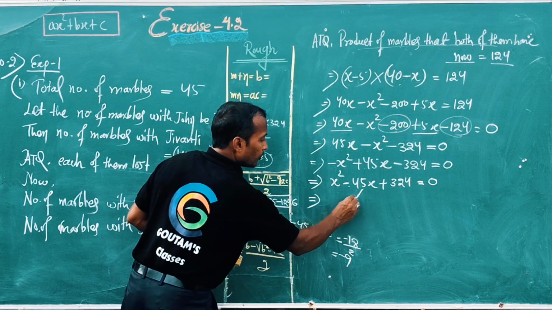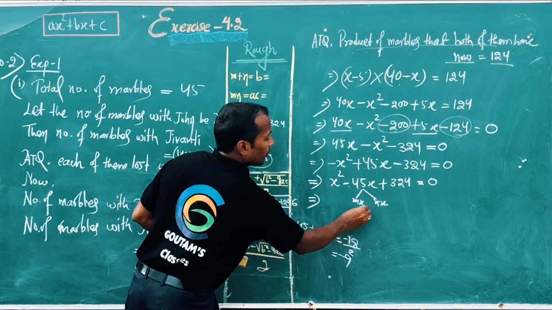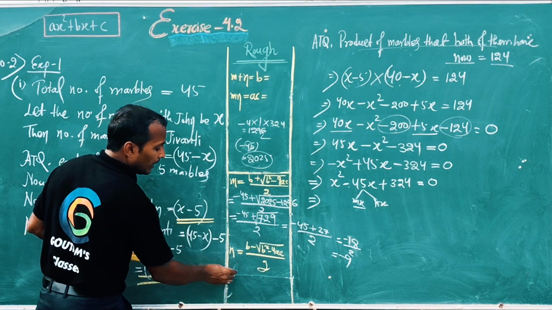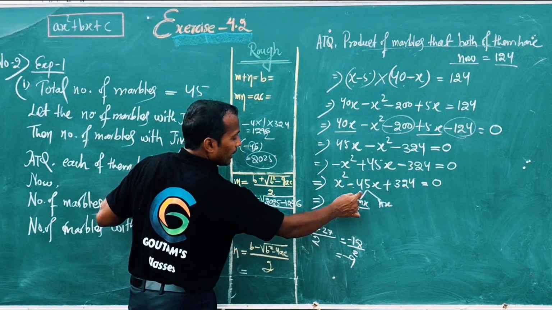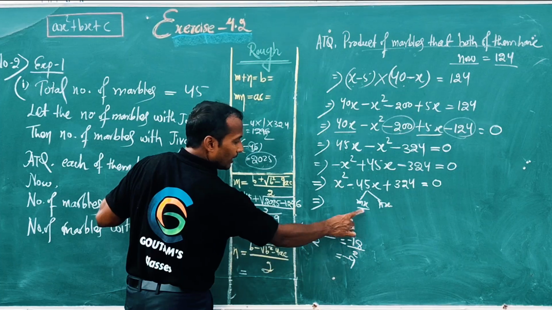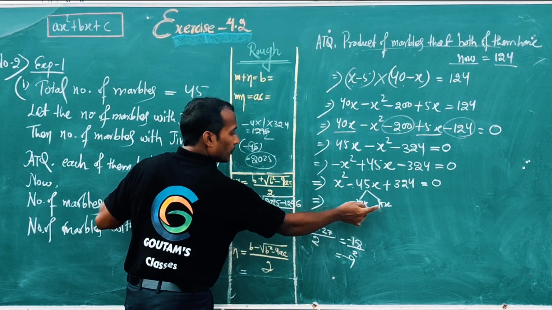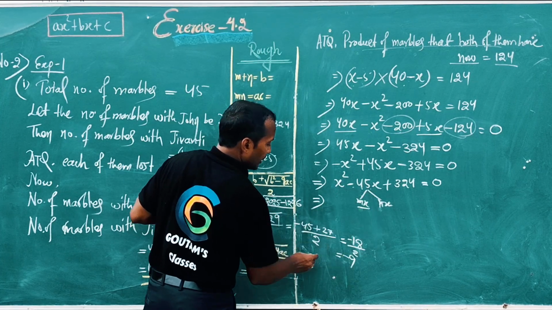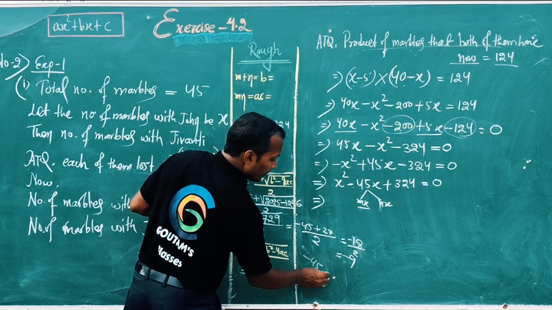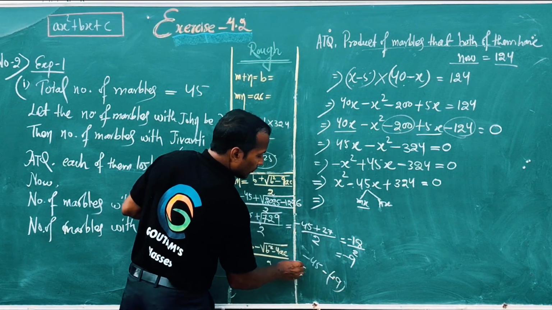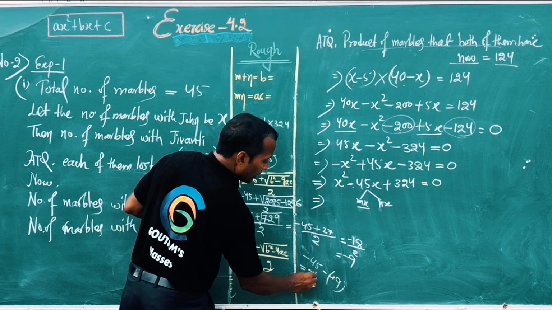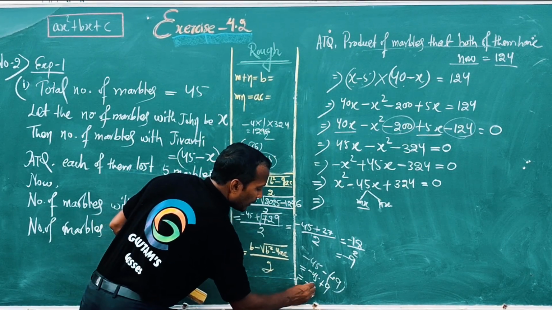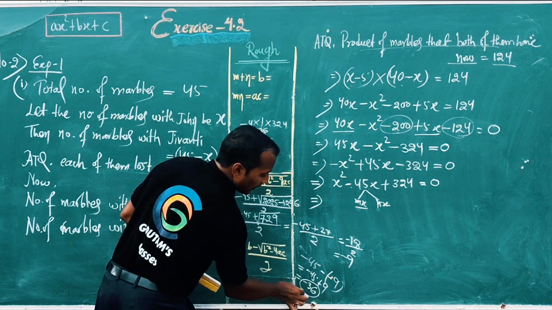I'm going to split the middle term, so I will get mx and nx. mx means minus 9x. And now, what will be nx? I need the value of n. I will split 45x into mx and nx. mx is minus 9x. To get n, simply subtract m from minus 45. Minus 45 minus 9, so I will have minus 45 plus 9, which means minus 36. Minus 36 is the value of n.